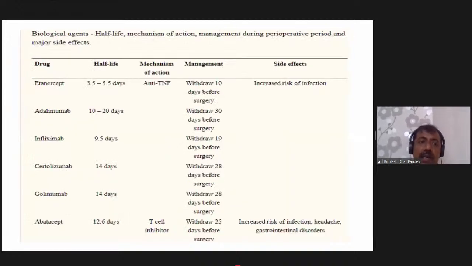Now coming to biologicals, if you know the half-life of a drug, say etanercept, it's around 5.5 days. If you want to plan a surgery, I would ideally like to do it when the disease is well controlled. If my patient requires etanercept to control the disease, I need to first get the disease into a low state before the surgery, because the surgical outcome is also better. So in a planned surgery with biological agents, there are timelines we need to follow. For etanercept, 10 days prior to surgery is considered safe enough. For adalimumab, which has a higher half-life, we require around 30 days. For infliximab, the half-life is between etanercept and adalimumab, and you require 19 days. This is how you take it into consideration.